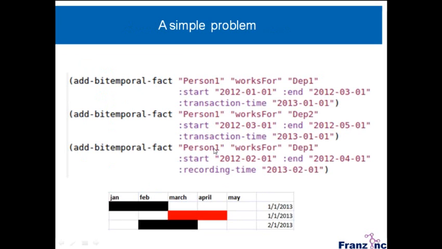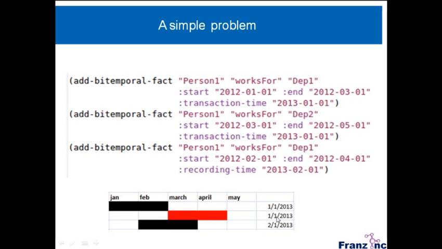How do we deal with bi-temporality in a triple store, and how do we use property graphs? Say I want to add some facts about what department a person works for in an HR database. Now I can add some bi-temporal facts: person 1 worked in January and February for Department 1, which is the black one, and then he worked in March and April for Department 2, and we recorded both these facts on the 1st of January 2013.